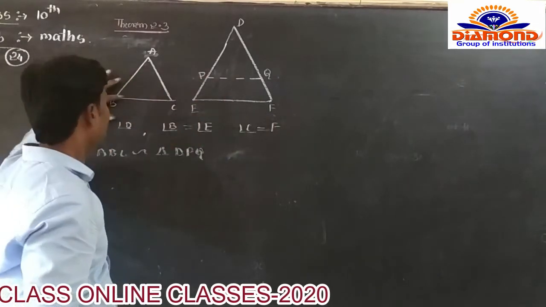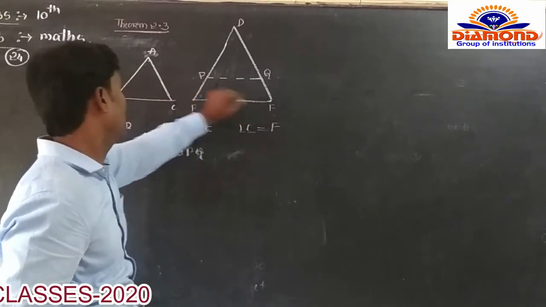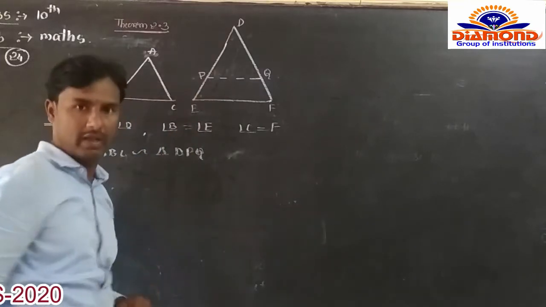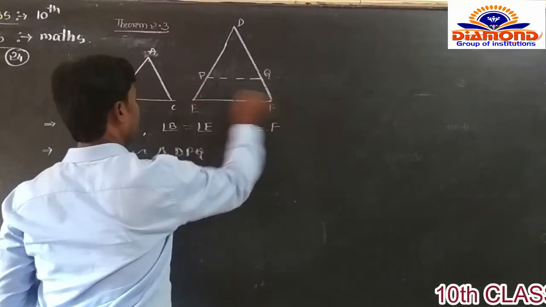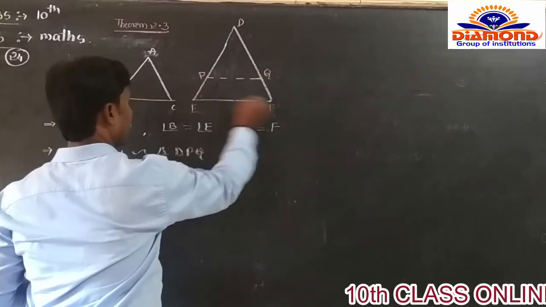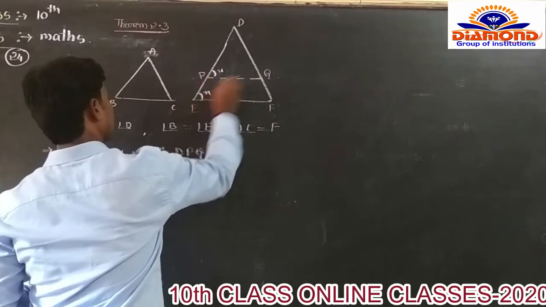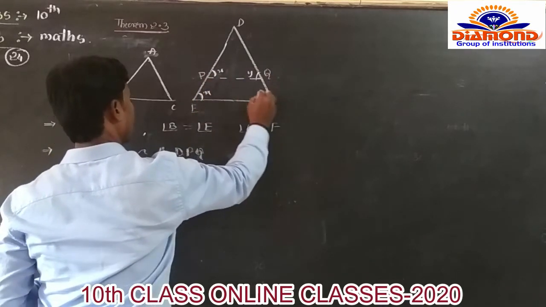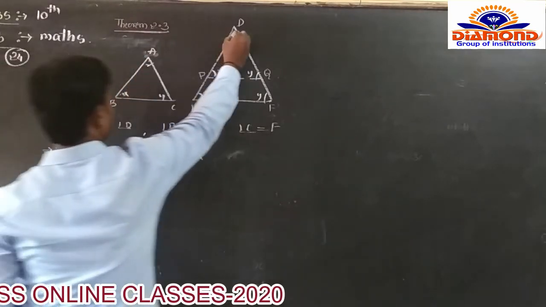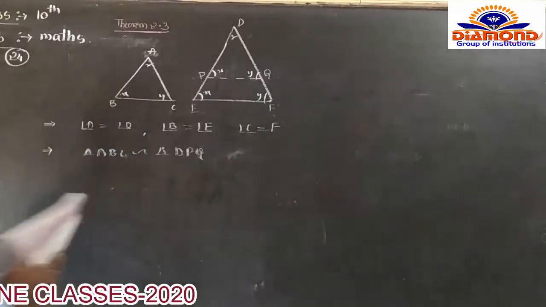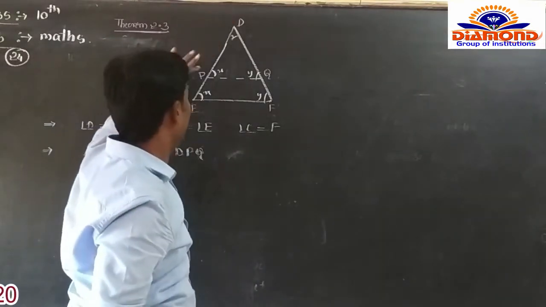Sir, if angle B equals angle E and angle C equals angle F, why will angle P be equal? Look at the board. PQ is parallel to EF, which means these two are corresponding angles. Corresponding angles are equal. So this is Y, this is X, this is Z. Corresponding angles are equal. That's why triangle ABC is similar to triangle DPQ.